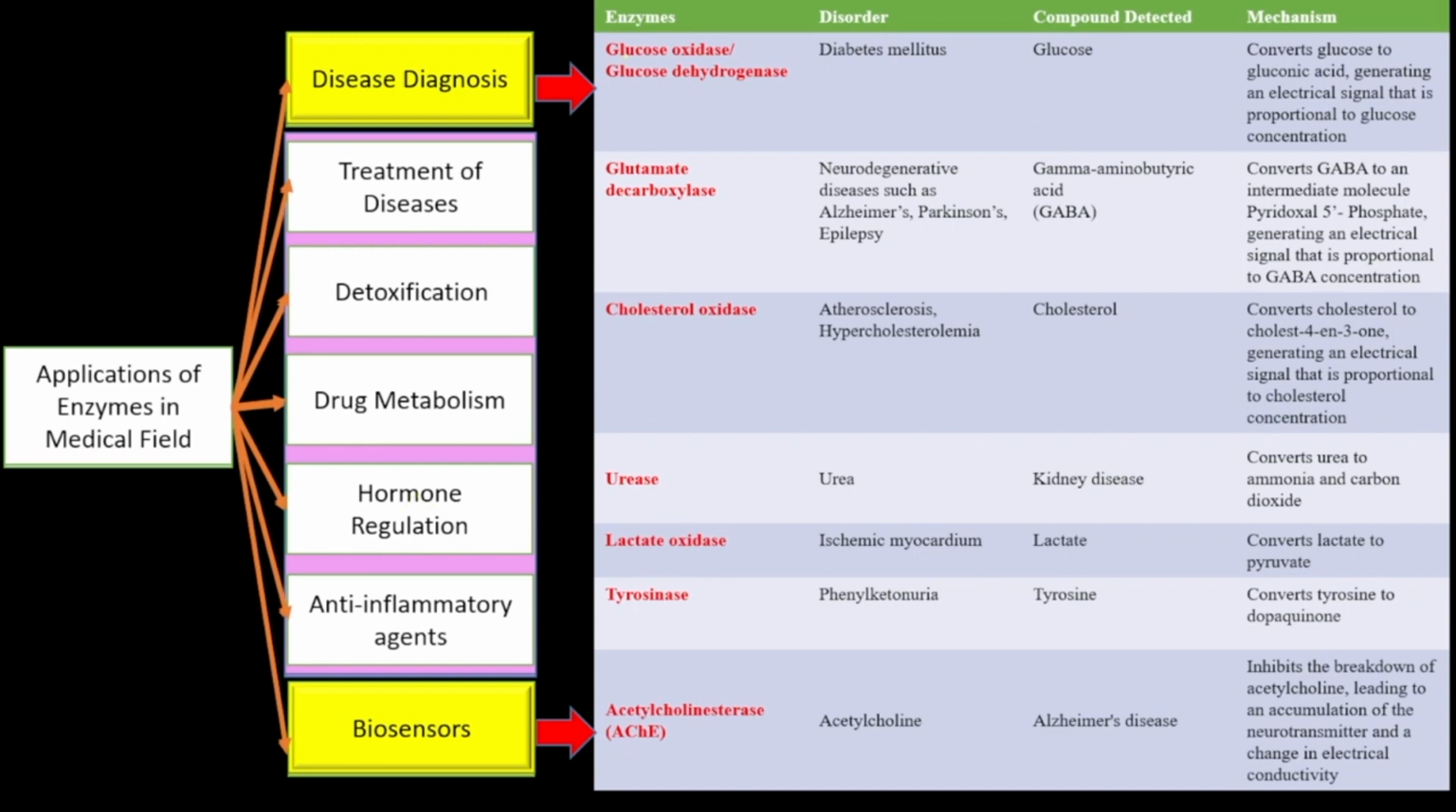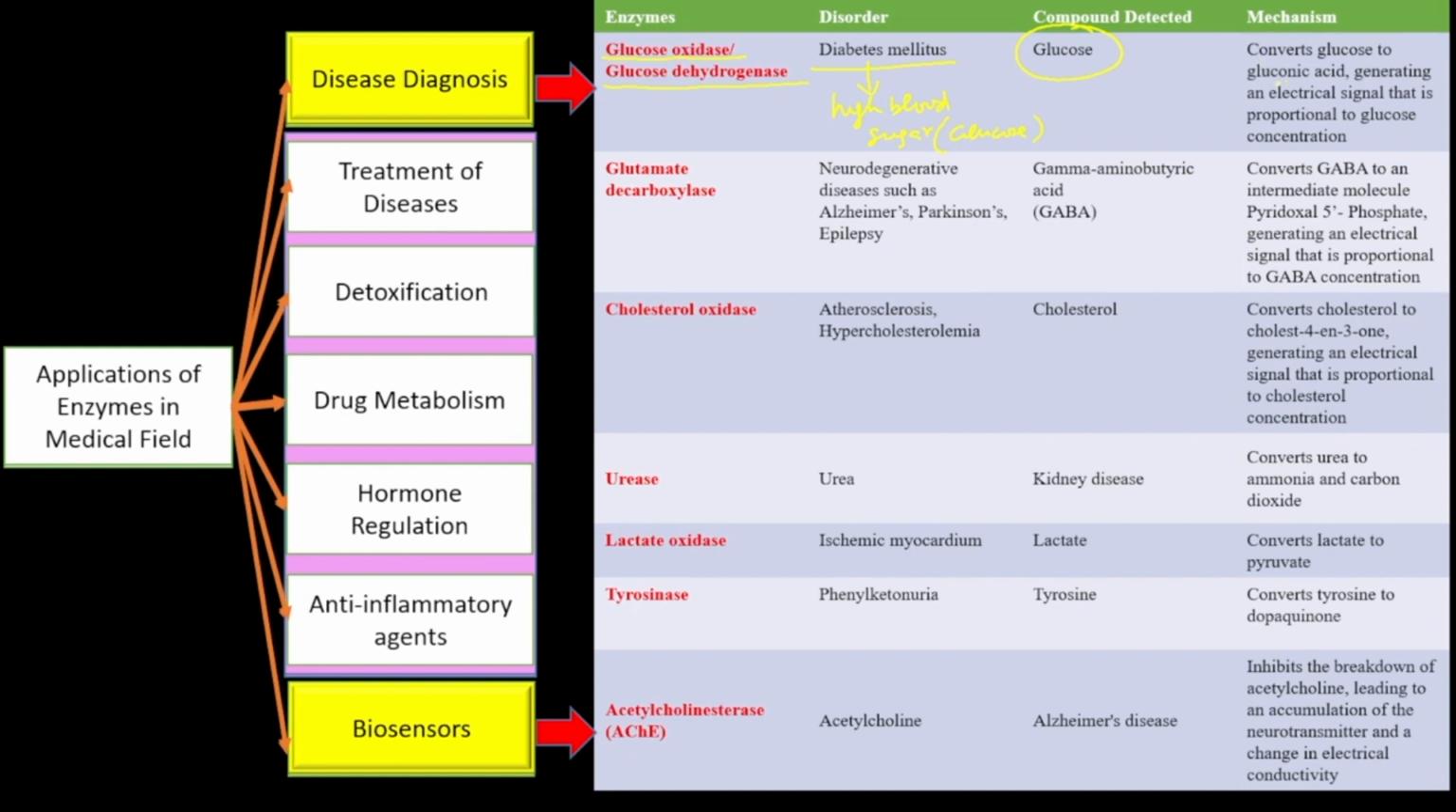As far as disease diagnosis is concerned, you can use different types of enzymes for detection purposes. For example, we can use glucose oxidase or glucose dehydrogenase. These are two different enzymes that can be used to detect diabetes mellitus. You know that diabetes mellitus is a disease where you have high blood sugar. Sugar means glucose. So in this case, you use glucose oxidase or dehydrogenase, depending upon the different types of products, and you detect the compound.